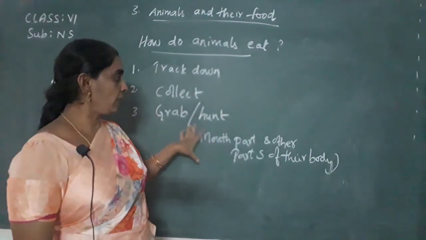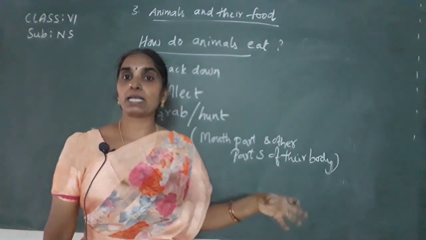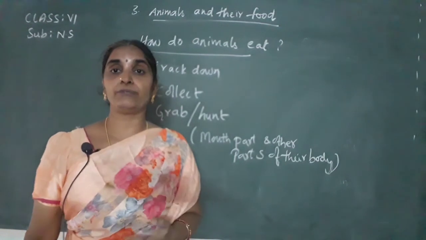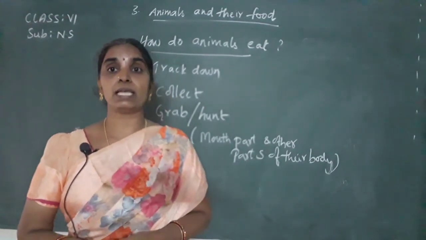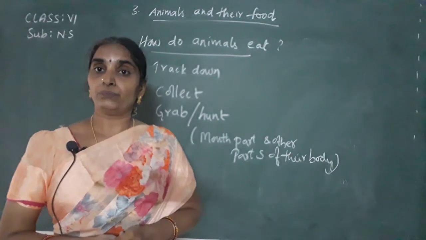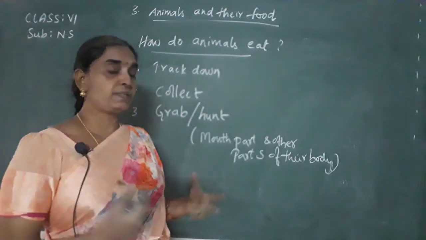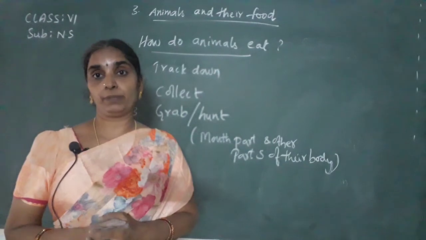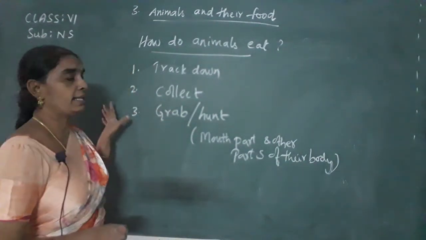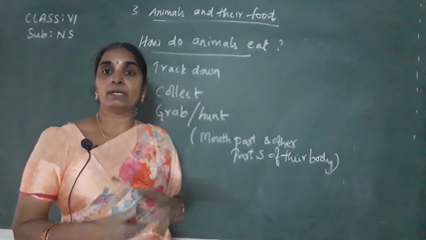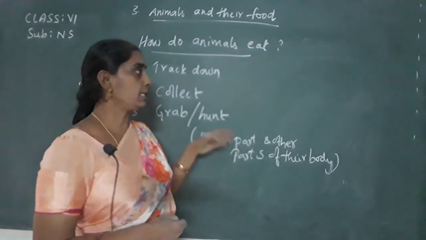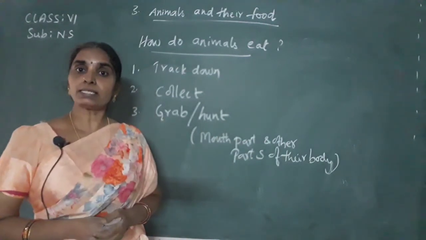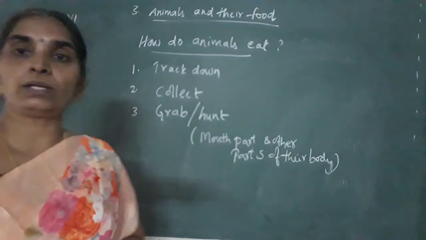Okay children, what do they do? Besides mouth parts, they use other parts, like nails, hands, that is legs. Some of them use their beaks. If you see the birds, they use their beaks to track and collect their food. Some by keen observation, some hunt the food material. Is it clear? So we can say that different animals use different methods in collecting and grabbing the food. Now you are going to see this topic, children. Note.